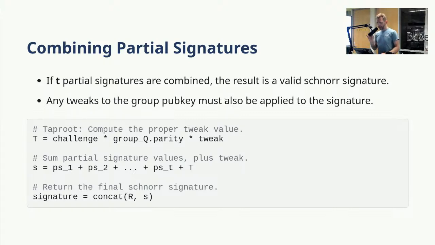And yeah, at the end of that, you'll get a signature. You just add all these S values together. You add the tweak at the end if you have a tweak, and then that's your S value. And then the R value we talked about, like how you compute the group nonce. The R value is the group nonce, and that's your signature. And so that's essentially how Frost works.